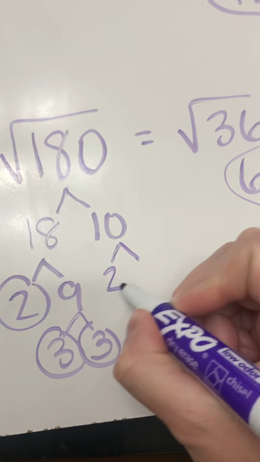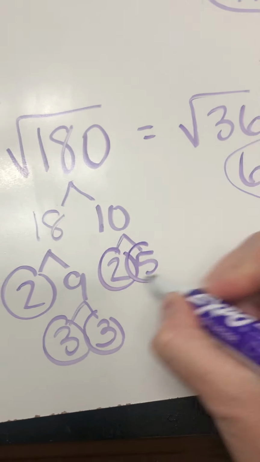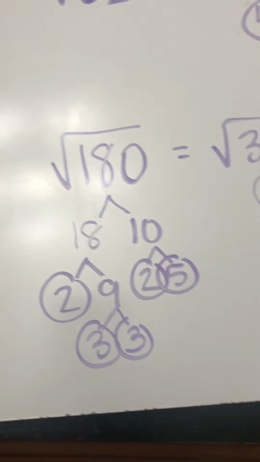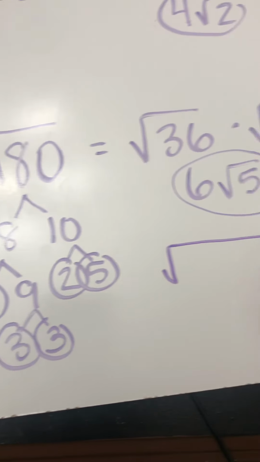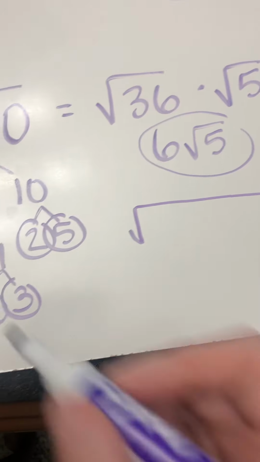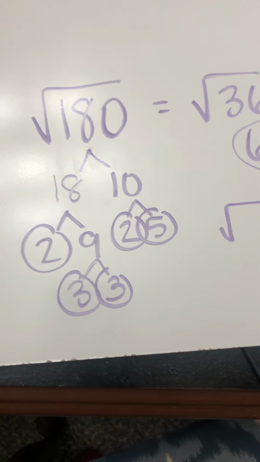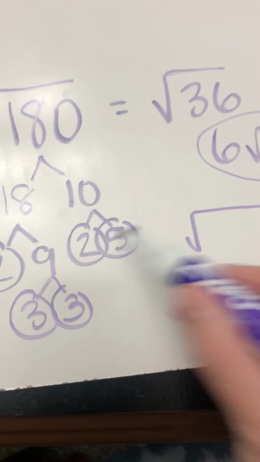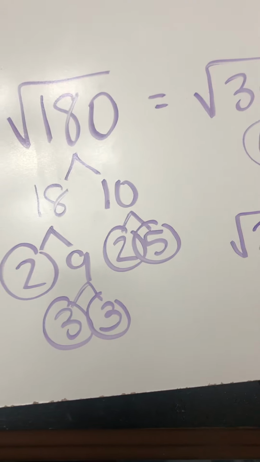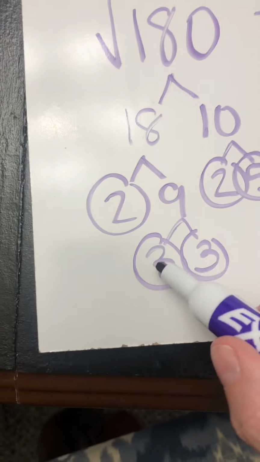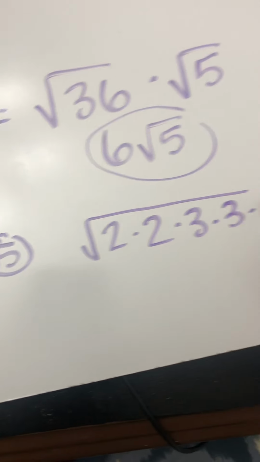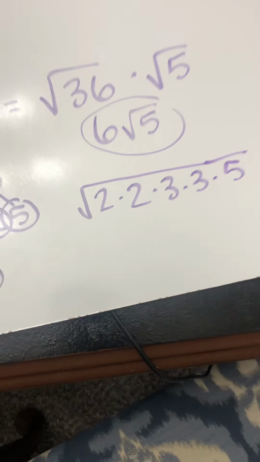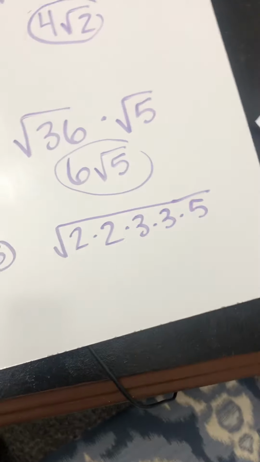10 can break down into 2 times 5. Both of those are prime. There's nothing else that goes into them. So then I would rewrite that over here as the square root of, and I write the numbers that are alike beside each other: 2 times 2 times 3 times 3 times 5. And this is my prime factorization.